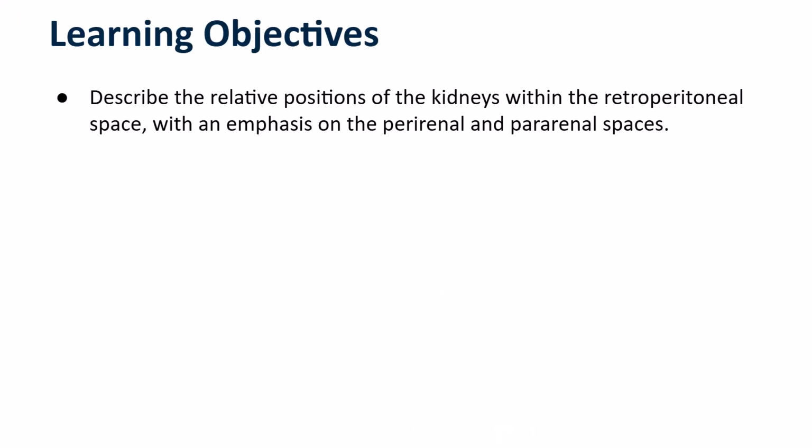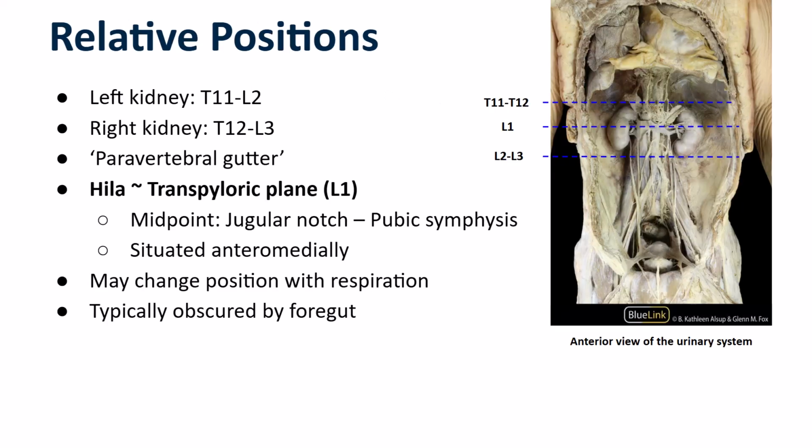In this video, we'll describe the relative positions of the kidneys within the retroperitoneal space, with an emphasis on the perirenal and pararenal spaces. So the kidneys sit within the abdominal pelvic cavity, posterior to the peritoneum, in what is known as the retroperitoneal space.